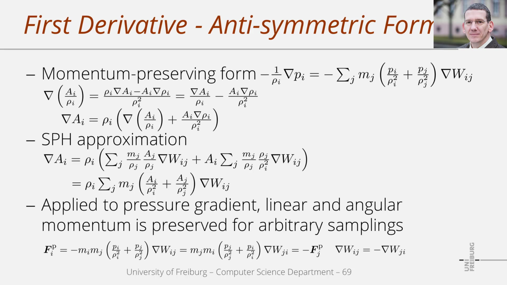And now it can be shown that the resulting forces preserve the linear and the angular momentum for arbitrary samplings. This is indicated here for a system that only consists of two particles i and j. We see that the pressure force Fp at particle i is always equal to the negative of the pressure force Fp at particle j. And this relation holds for arbitrary density and pressure values at the particles, for arbitrary masses mi and mj, and also for arbitrary positions of the particles, as the kernel gradient wij is always equal to the negative of the kernel gradient wji.